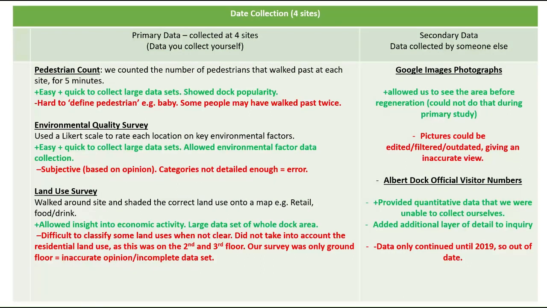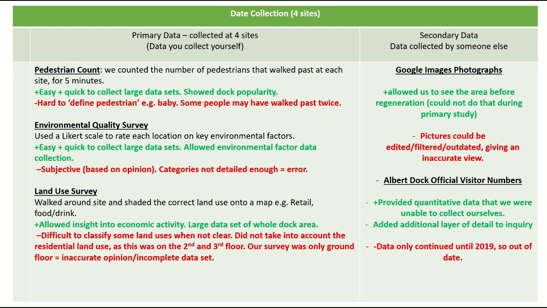We also, again, did some secondary data. And one of the main things we used this time was the Google Images photographs. Now, these were really, really useful because it allowed us to see the area before regeneration. We couldn't do that on our primary study. So we could actually see what the dock looked like before, and then we went and saw it in real life, which is really, really useful. However, the pictures we did see on Google were heavily edited. It had the shimmering blue waters, the docks had the really red poles, when in reality that's not really the case. So they give quite an inaccurate view.